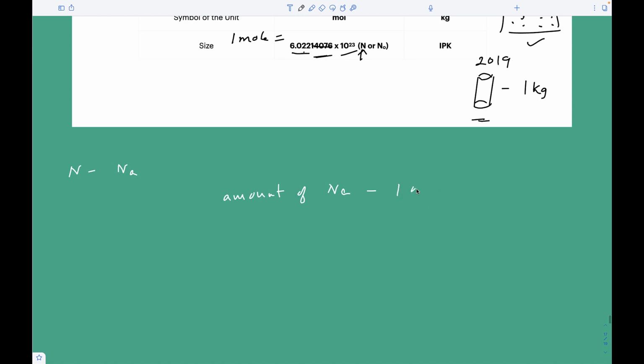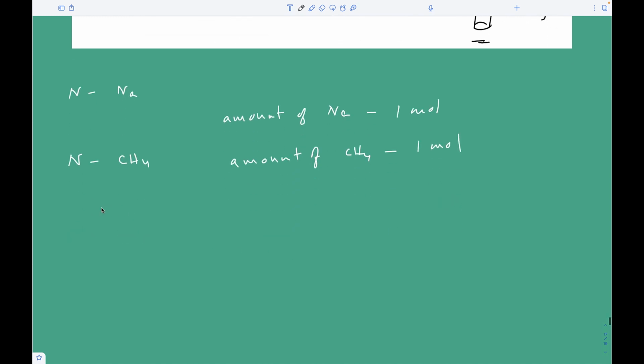Now let us say we have an Avogadro's number of sodium atoms. Then what is the amount of sodium we have, or amount of substance we have? 1 mole. Remember, the symbol for mole is mol without the E in the end. Say we have an Avogadro's number of methane molecules. Then what is the amount of methane we have? Again, 1 mole. And if you have an Avogadro's number of carbonate ions, again the amount of substance or the amount of carbonate ions we have is again 1 mole.